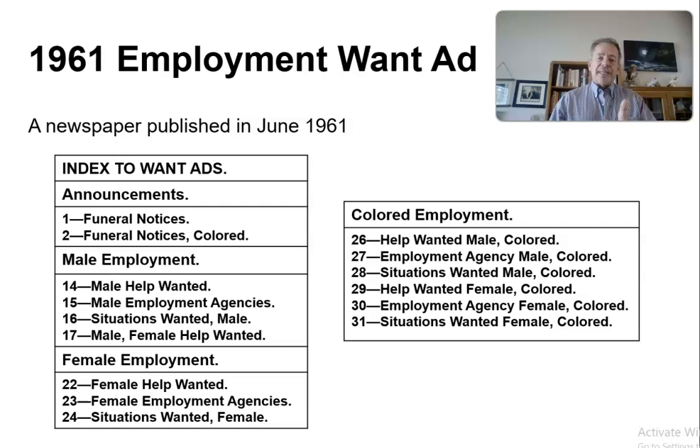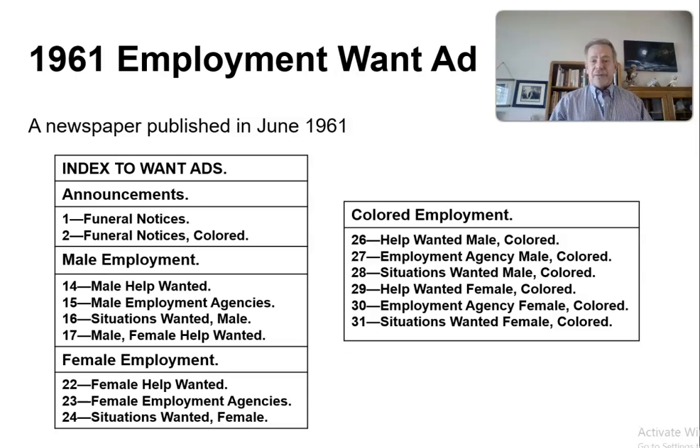Take a look at some of the ads in June of 1961. This is real, okay, and the reality is you have different aspects. You have male employment, female employment. Well, why not just employment? Why funeral notices and then funeral notice colored? Okay, so you have different aspects of it. To some extent, you're paying attention to a certain demographic, but why?